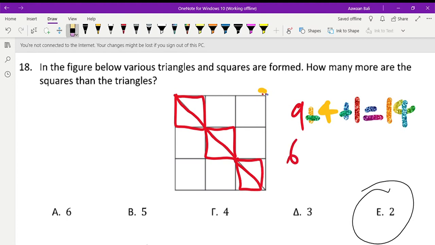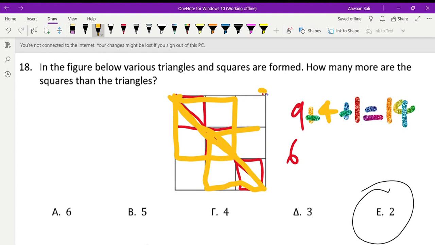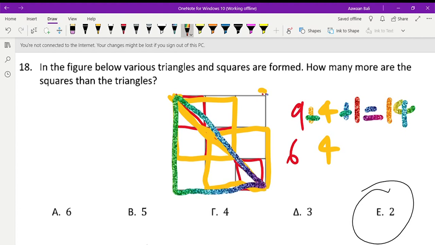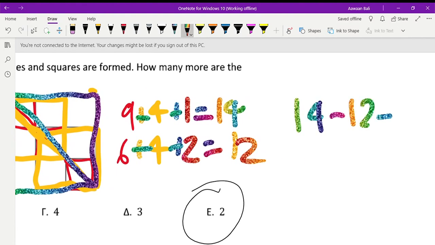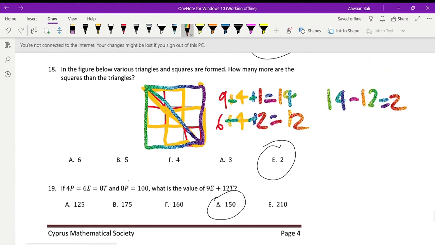Now we have the, why am I rubbing them out? Now we have 3 segment triangles. These are where it gets a bit bigger. So we have 4. Now we have the big 1, 2, 3, 4, 5, 6 segment triangles, and there's only 2 of them. So we have 2, add them all together, and you get 12. So now we have 14 minus 12, and that's 2, so the answer is eta 2.